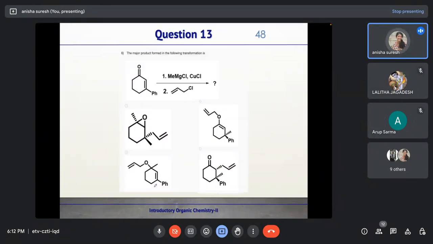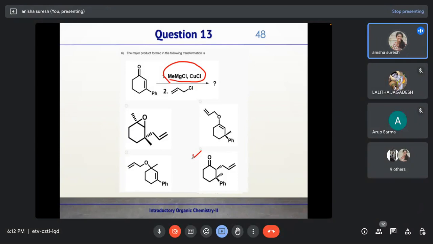Now coming to question number 13. What is the major product that will be formed in the following transformation? So here we are treating this alpha beta unsaturated compound with methyl magnesium chloride in presence of copper chloride and then quenching it using allyl chloride. So what will be the major product that will be formed in this transformation? Option 4. Option 4 will be the right option.